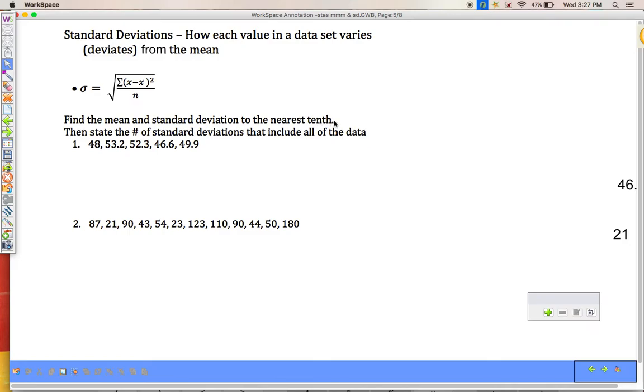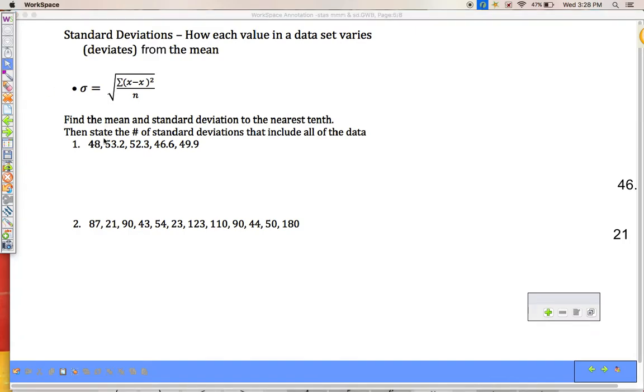We're going to round to 1 decimal place. And then we're going to state the number of standard deviations that include all of the data. So I want to know from the mean, if I add and subtract standard deviations, how many do I have to add and subtract to be outside of my maximum and my minimum value? How many standard deviations is it going to take to get outside of my data?